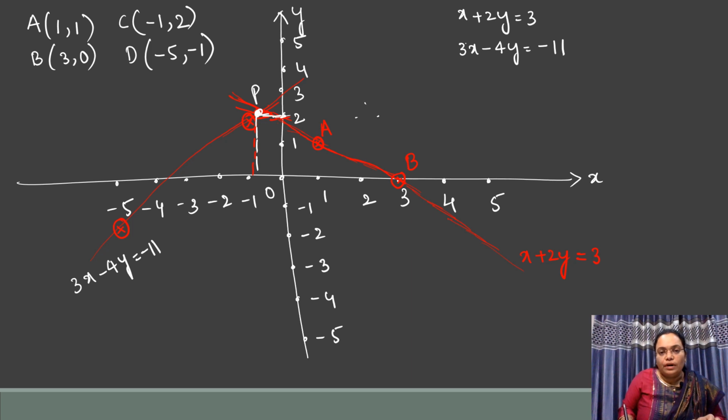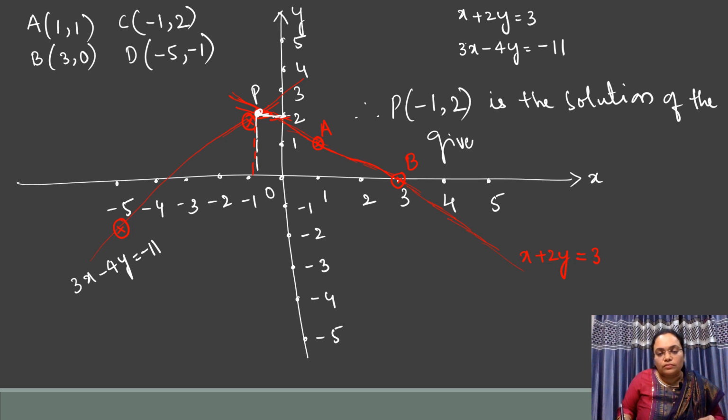Okay, therefore P of (minus 1, 2) is the solution of the given pair of linear equations. So these two lines are intersecting at one common point. So intersecting lines have one unique solution. Okay. So this common point is the solution of the given pair of linear equations. The solution is minus 1 and 2.